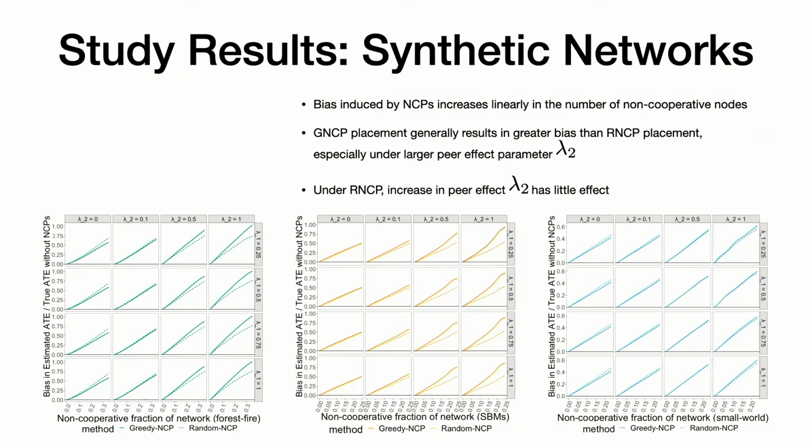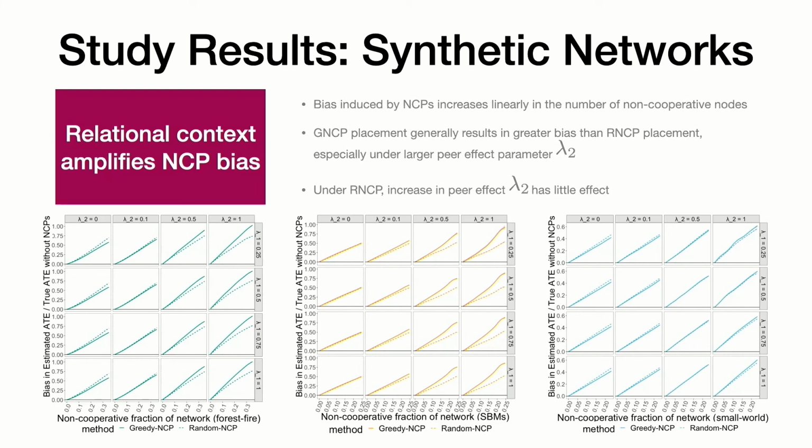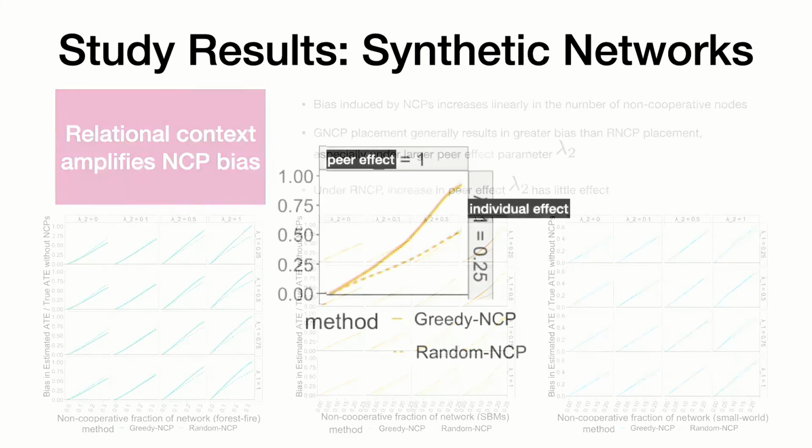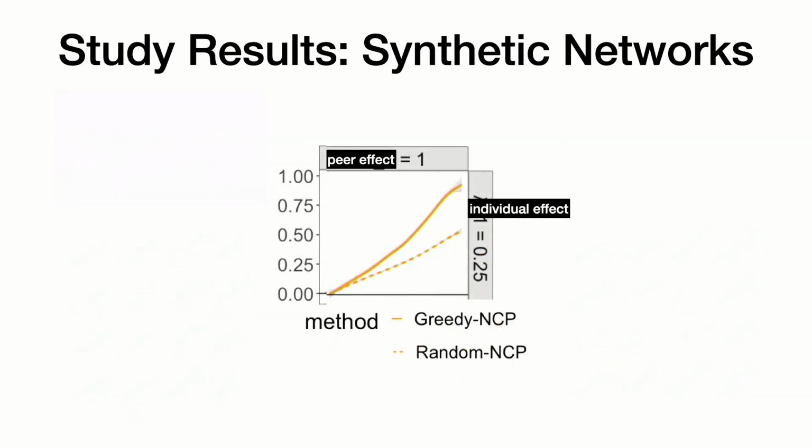In our synthetic simulations, we find that bias induced by NCP behavior increases linearly in the number of non-cooperative nodes, and that greedy placement generally results in higher bias than random placement, especially for large peer effects. The main takeaway here is that relational context amplifies NCP bias. So I'll zoom in on one of these particular results. If there was no bias induced by the NCP behavior, then we would expect the orange lines to be horizontal. And instead, we see that there's an increase as we increase the number of NCPs, and this increase is much larger for the greedy selection procedure.